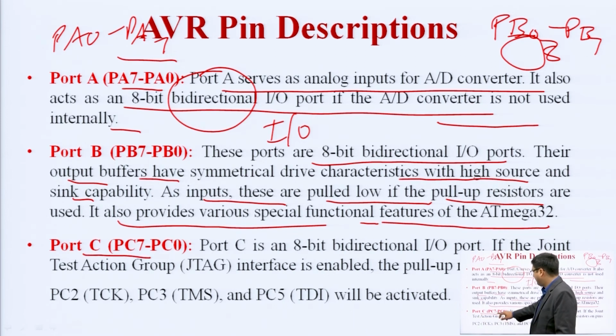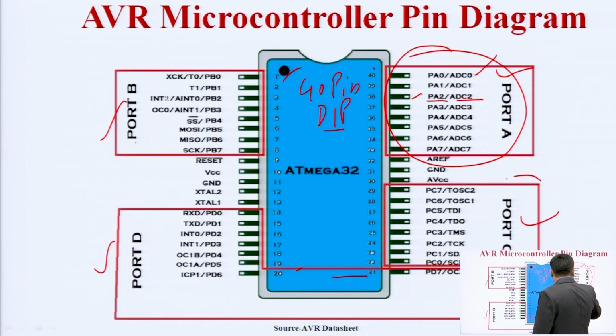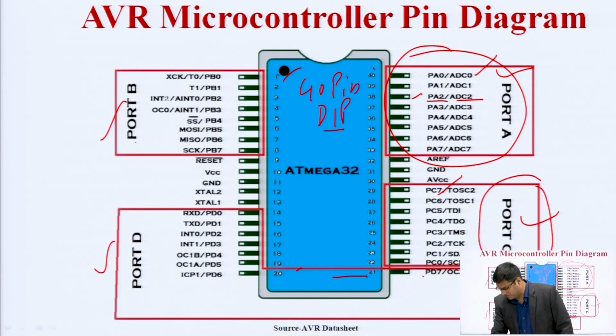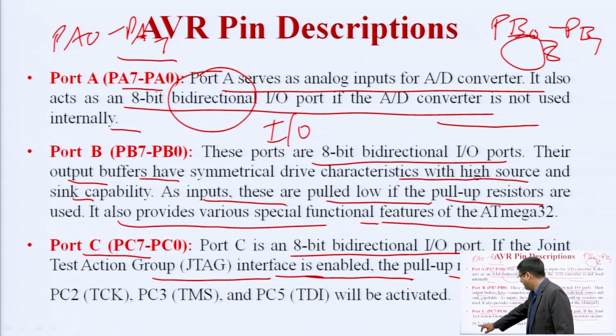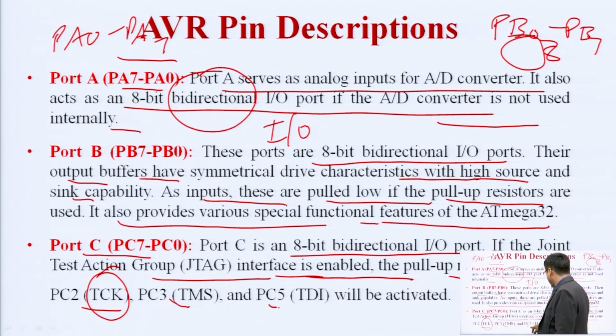Port C varies from PC7 to PC0. Here is port C. It varies from PC0 to PC7, and it has some other functions as well. Port C is an 8-bit bidirectional input output port. If the JTAG interface is enabled, the pull-up resistors on pins PC2 (TCK), PC3 (TMS), and PC5 (TDI) will be activated. Basically, there are some other functions in addition to input output.